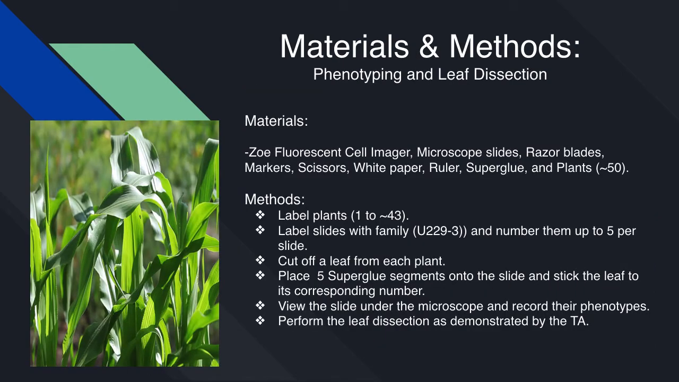So to start the process, we had to phenotype and dissect the leaves. We used various materials listed here to dissect the plant and prepare it for phenotyping. We labeled the plants and a corresponding microscope slide, then a leaf was removed from the plant and attached via superglue to the slide. Approximately 5 leaves were glued to each side. Following, we removed the leaf from the slide after the glue had dried. Once the leaf was removed, we viewed them under the microscope and recorded the phenotypes. After, we performed leaf dissections as directed by the TA to prepare for the next phase of the project.